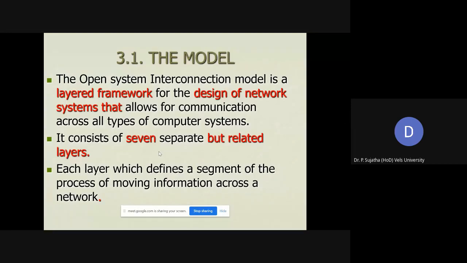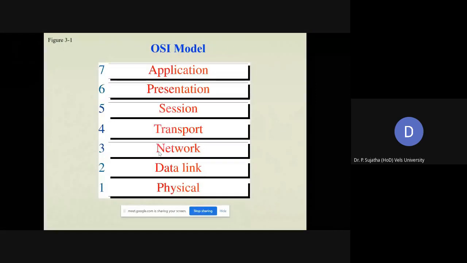Okay, so the OSI reference model consists of 7 layers. These are the 7 layers. Yesterday itself, I told you: physical layer, data link layer, network layer, transport layer, session layer, presentation layer, and application layer. So the physical layer is the lowermost layer, and the application layer is the highest layer, the topmost layer.